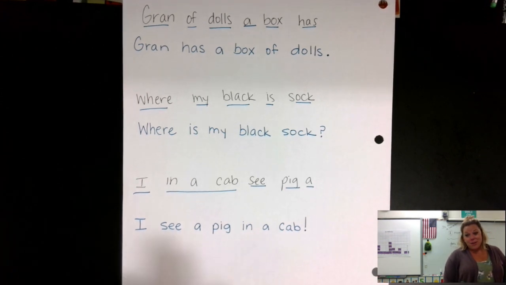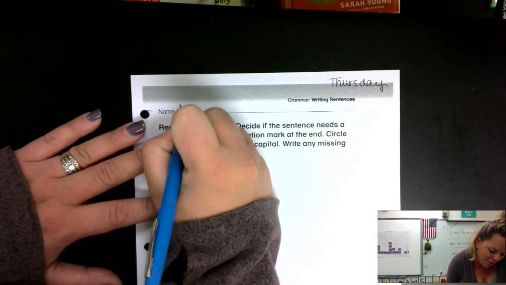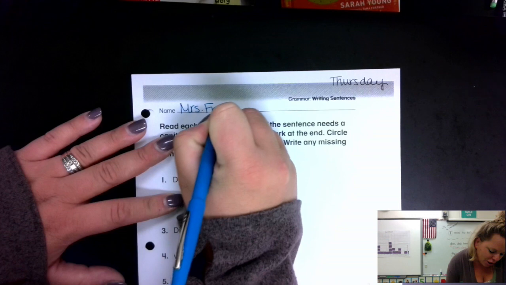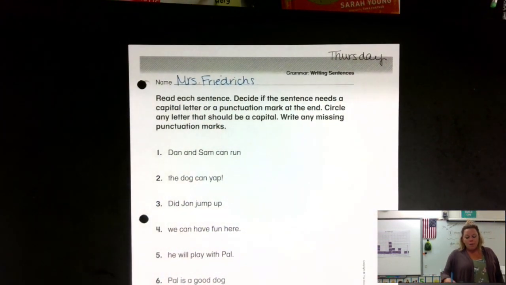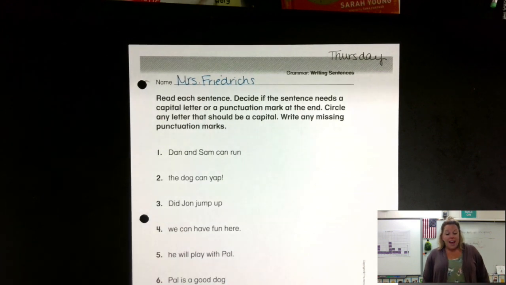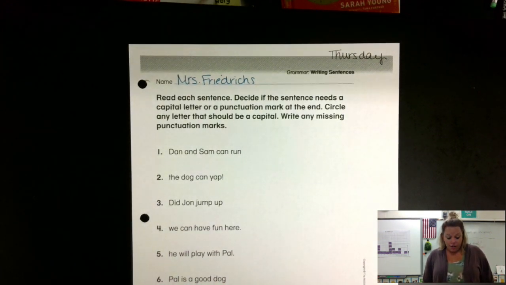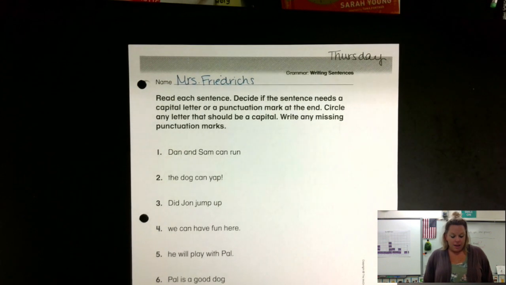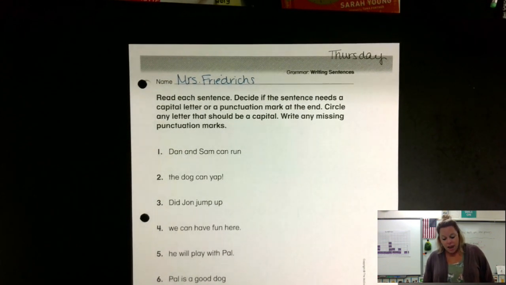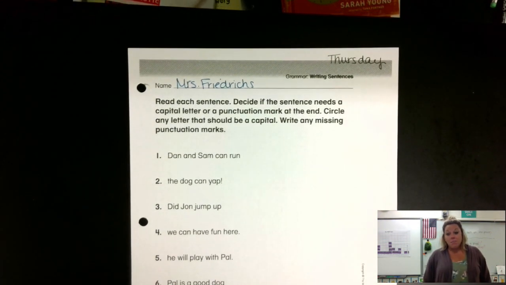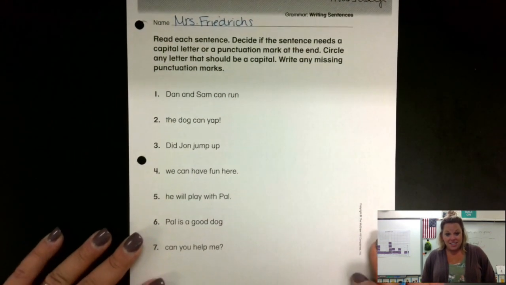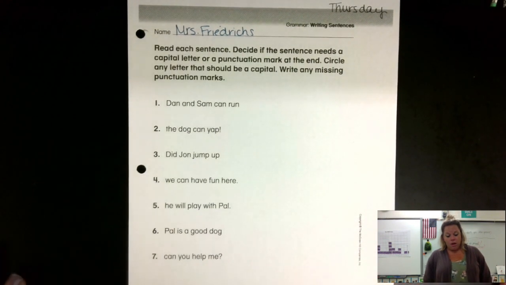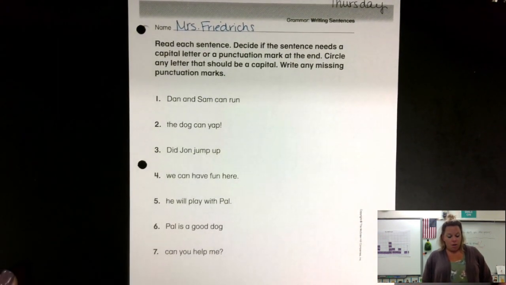When you are done with this, we are going to flip our paper over and take a look at the front side. So make sure on the front side you have your name on your paper. And what we have to do is decide if the sentence needs a capital letter or a punctuation mark at the end. Circle any letter that should be a capital and write any missing punctuation marks. So now it's our turn to take a look at these sentences and figure out what's right and what's wrong.